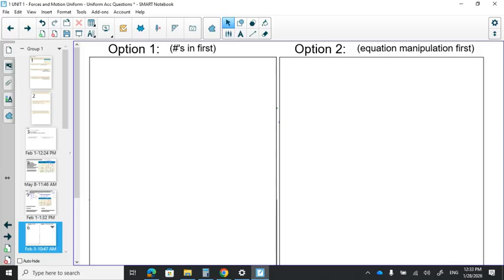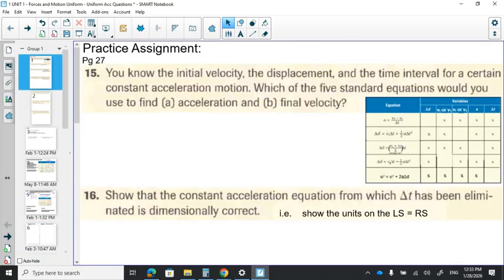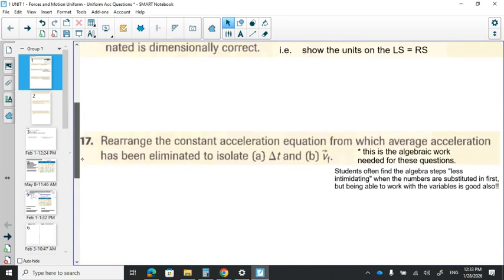And you'll see in the homework or practice assignment here, number 17: rearrange the constant acceleration equation from which average acceleration has been eliminated. They're saying average acceleration, but since it's uniform acceleration, you don't need that word here, because it's a uniform acceleration section that we're doing. So anyways, that would just be solving for a delta t and solving for a v final, right?